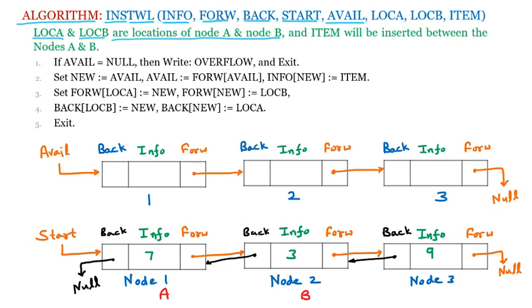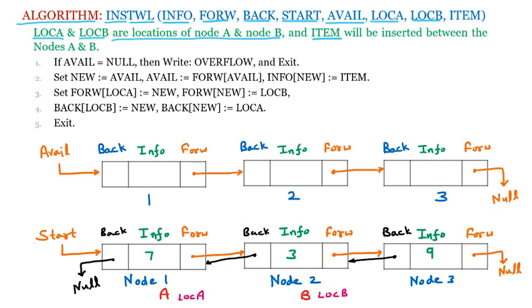In between we are going to insert the element, and the locations are mentioned, which are loc A and loc B. So talking about node A, it is having the location A, and talking about node B, it is having the location B. Now we are going back to the algorithm. We have one more thing, which is item. Location A and location B we have discussed.